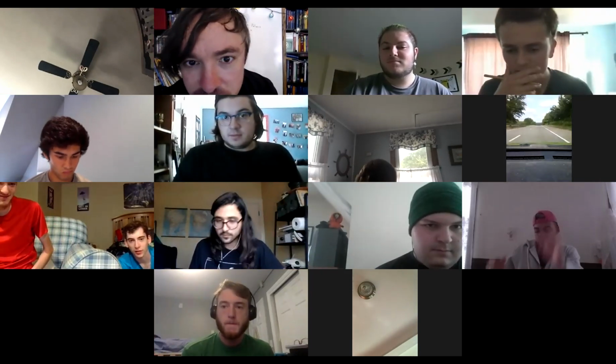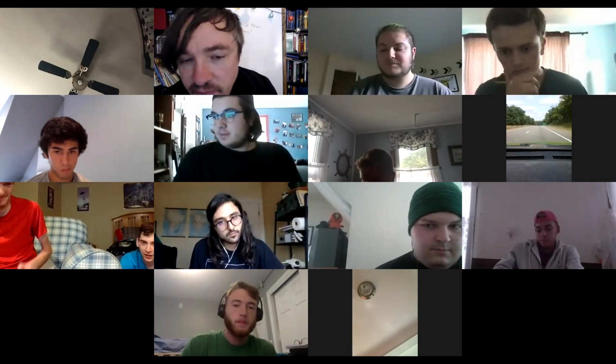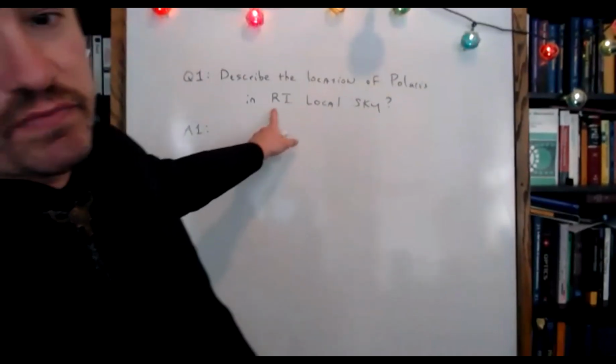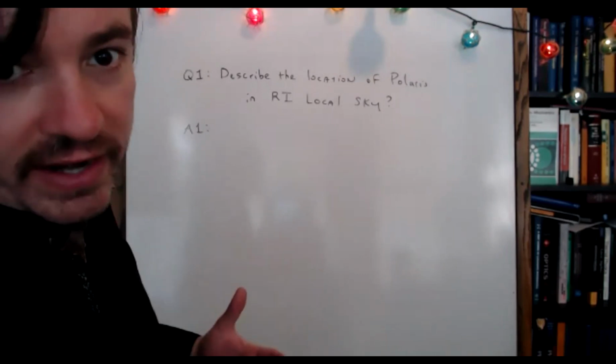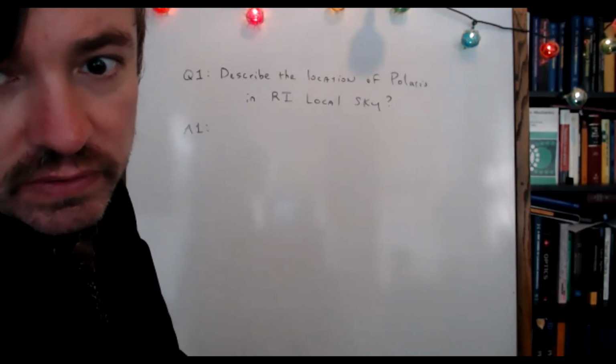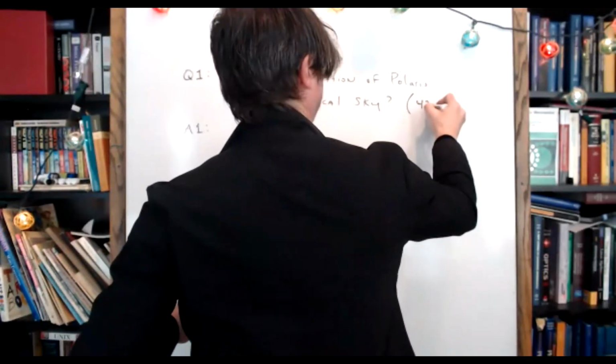I meant latitude. Okay. Well, we know our latitude, don't we? Because I specified in the question that it's the Rhode Island local sky. And you guys know the latitude of Rhode Island, don't you? It's 42 degrees north.